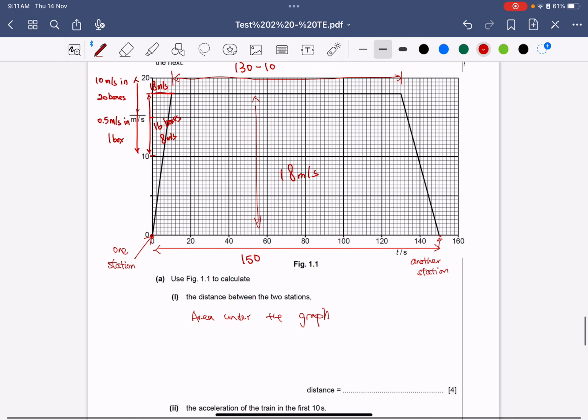Okay, then we find the area. 18 times this one, or this one is just 120. 120 plus 150 over 2. So let me see.